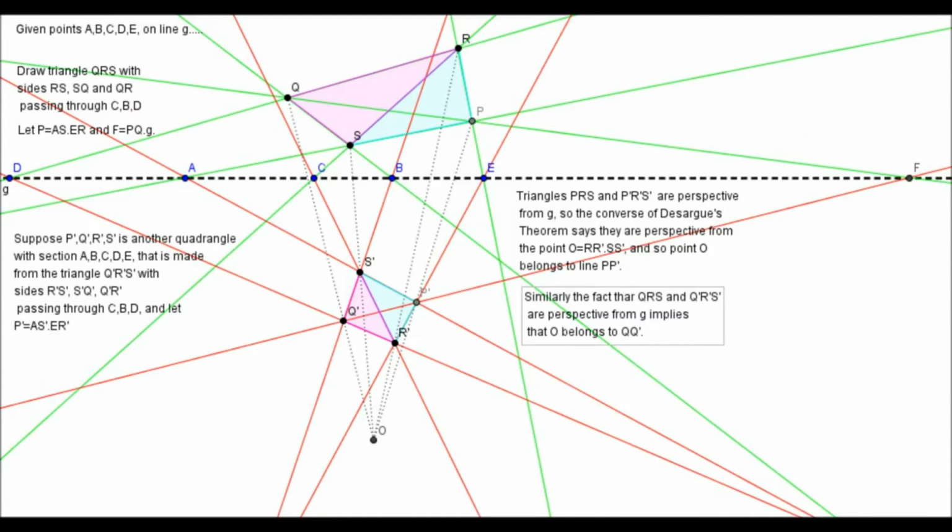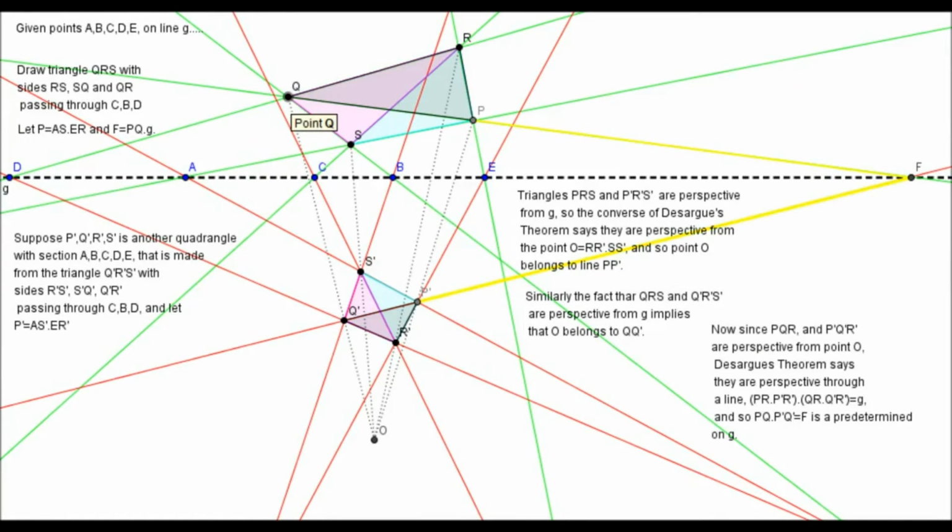But that's just some extra terminology that you don't need to worry about for the proof, because we'll just carry on with what we've already discussed. Hopefully you can see now that we can find a third triangle in both of these quadrangles which are perspective. This darker triangle here, PQR. Our argument so far implies that PQR and P'Q'R' are perspective from the point O.